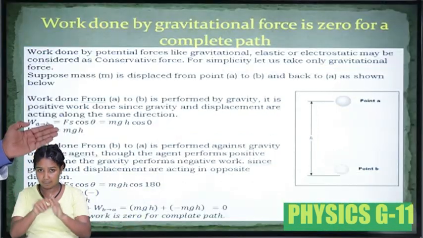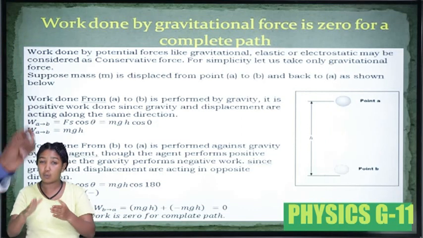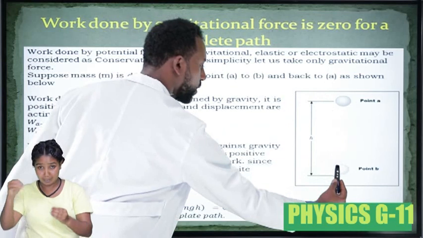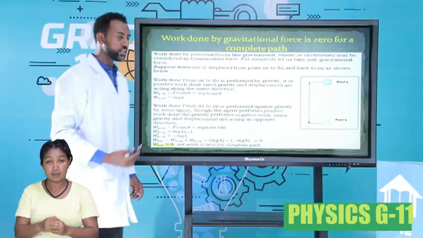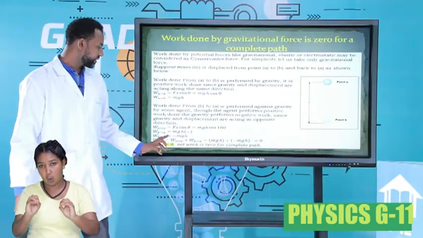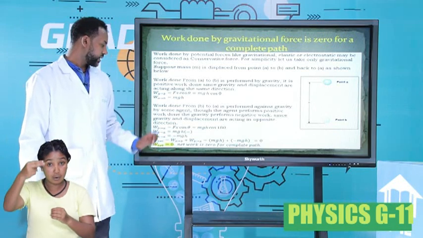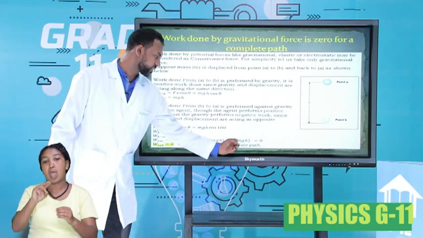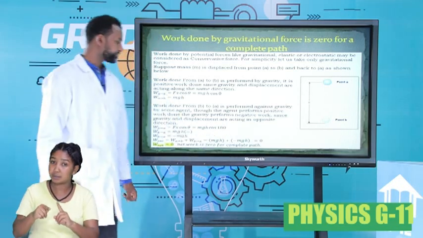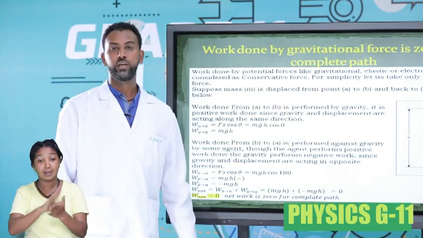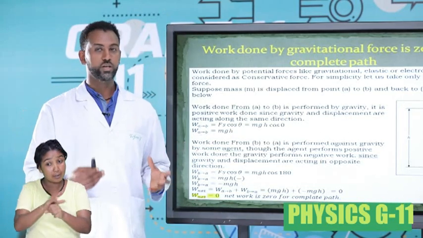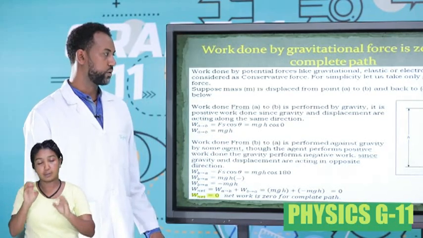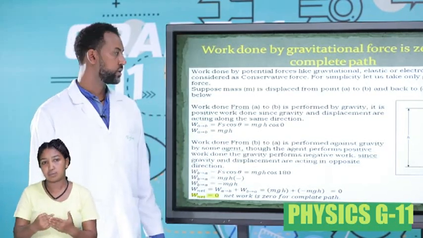So let's take the net work done for a complete path. That means the work done from A to B plus the work done from B to A becomes 0. As the object is moving upward, it's negative. As the object is moving downward, it's positive. Therefore, when we add these two, mgh plus minus mgh gives us 0. So the net work done over a complete path for a conservative force, like gravitational force or spring force, becomes 0. It's also possible to take spring force.